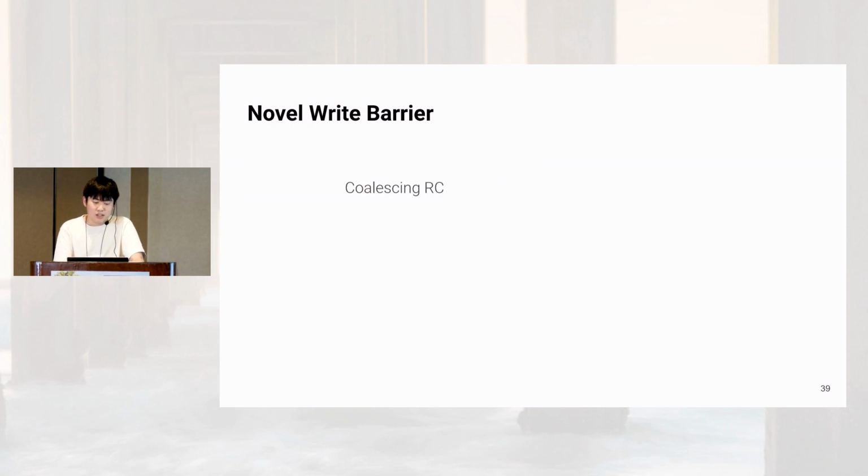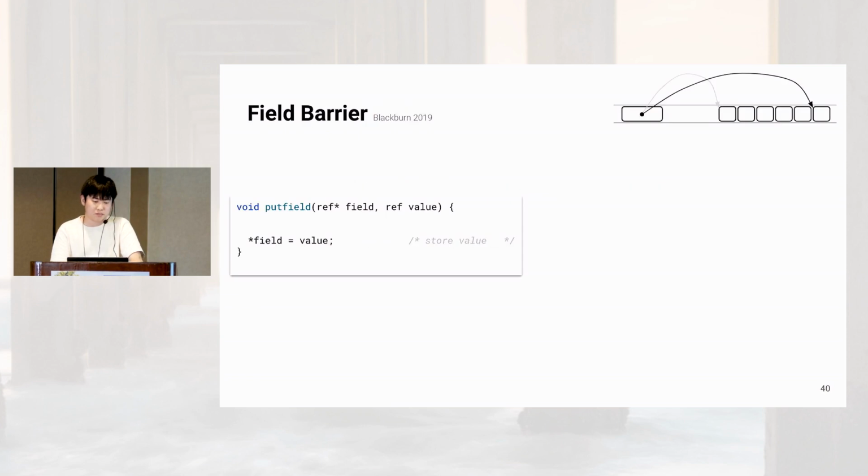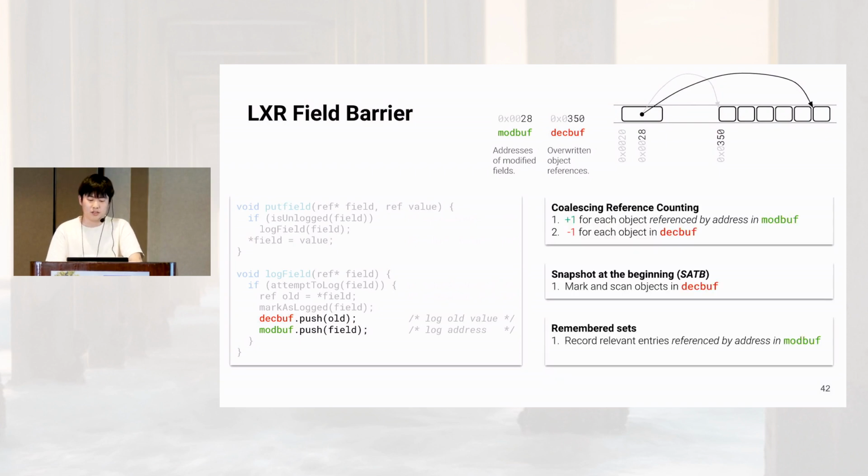So, the write barrier. In general, LXR builds coalescing RC, SATB, and remembered set maintenance using one low-overhead and high-precision write barrier. Let's take Java's putfield instruction as an example. The instruction simply stores the value object to the location of the field. And our barrier only cares about the first modification of the field, and the slow path pushes the overwritten object to a decrement buffer, and the location of the field to a modified buffer. And it turns out this is everything we need for our implementation.